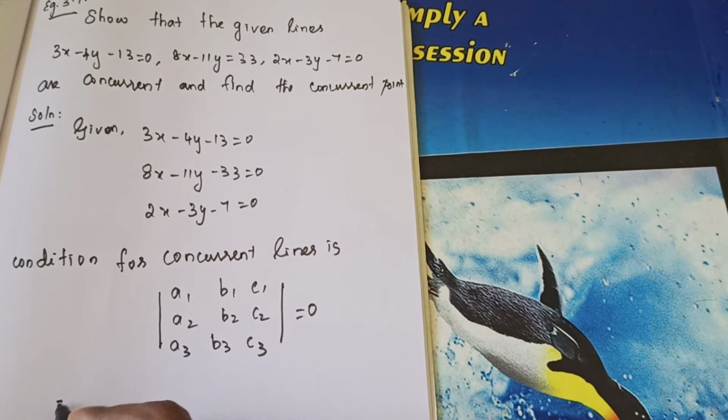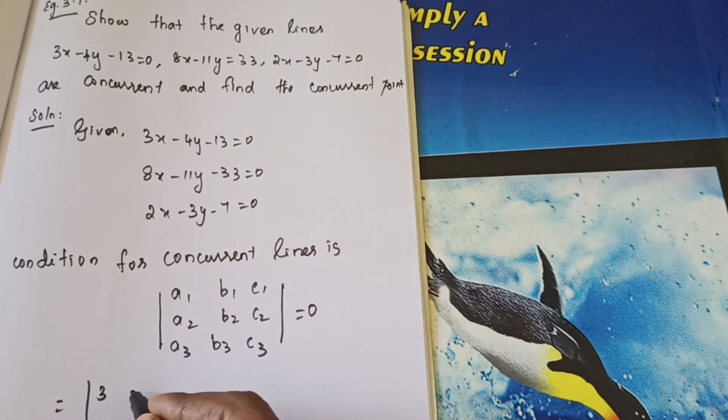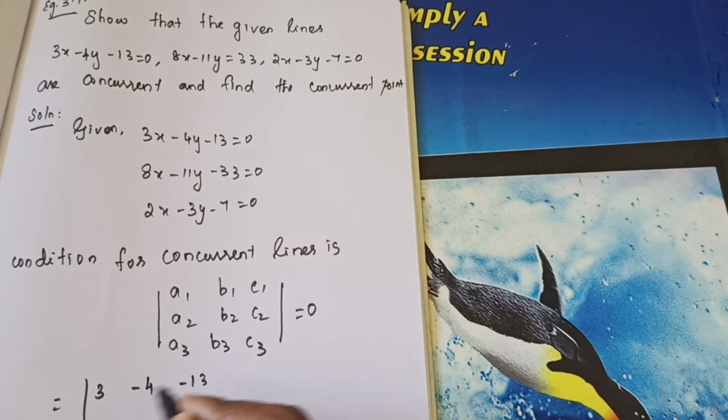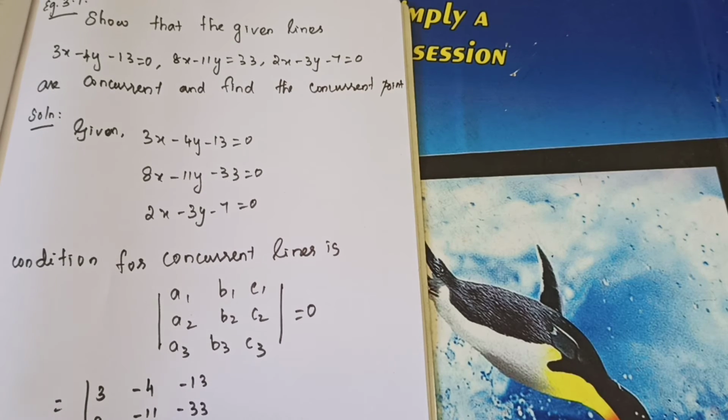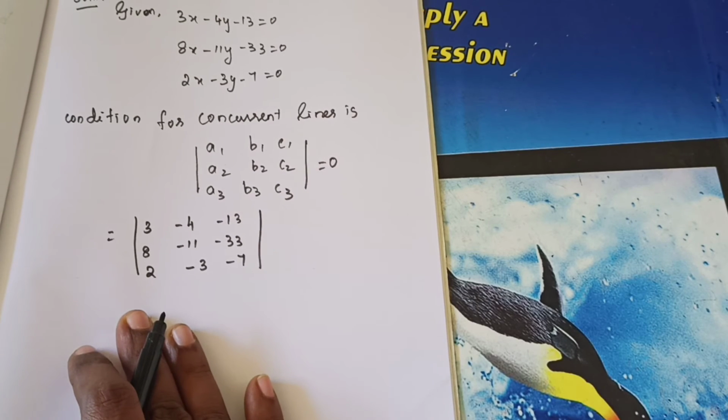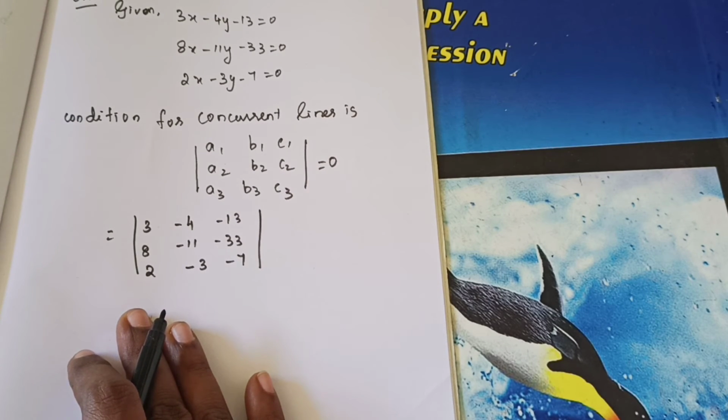That's equal to, substitute 3, minus 4, minus 13; 8, minus 11, minus 33; 2, minus 3, minus 7. So the first unit you have learned is determinants, is it right? So you know it very well and thoroughly.